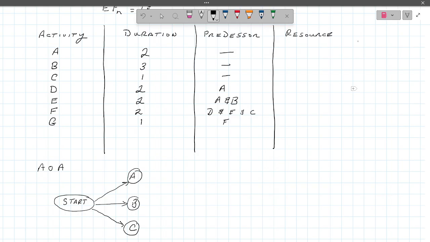And then we can put our days on it. So 2, 3, 1, and actually it could be days or weeks. I didn't specify the duration, but I label the arrow with the duration time. Okay. What comes after A?